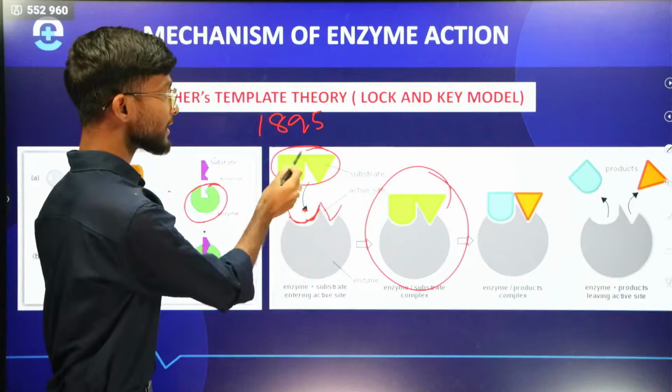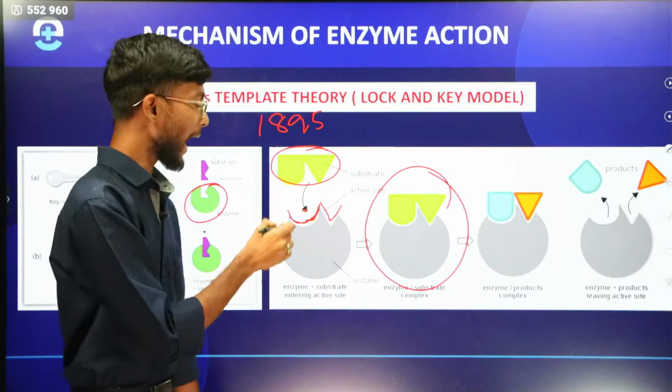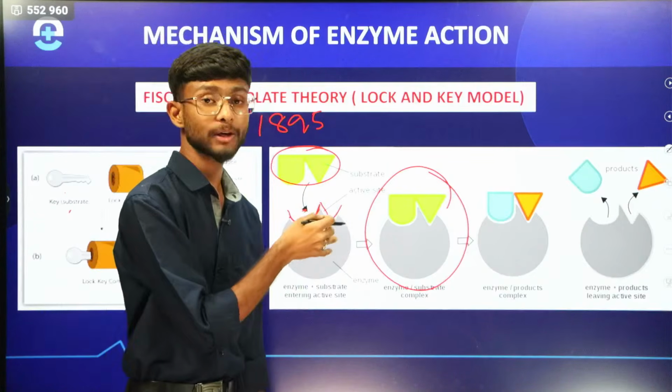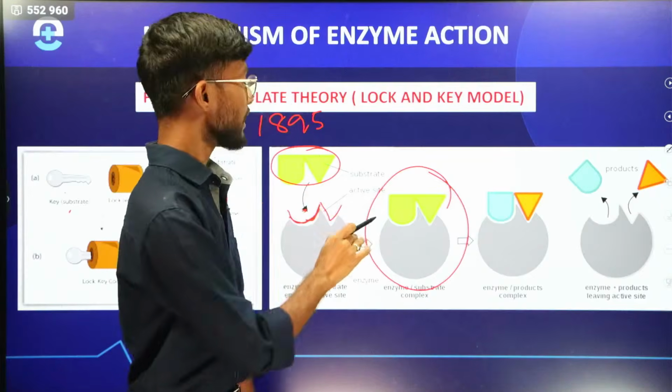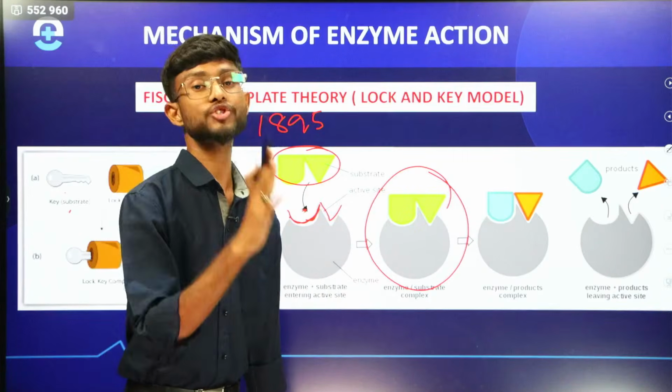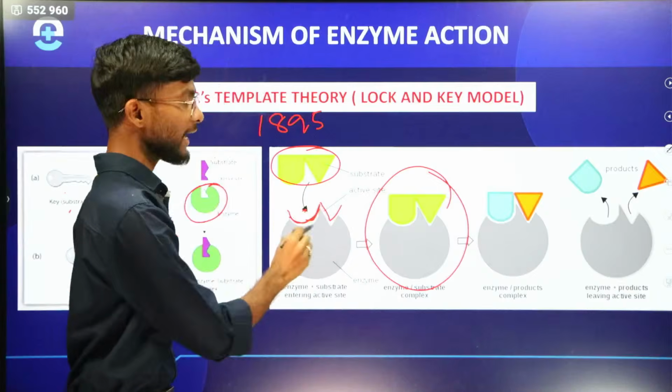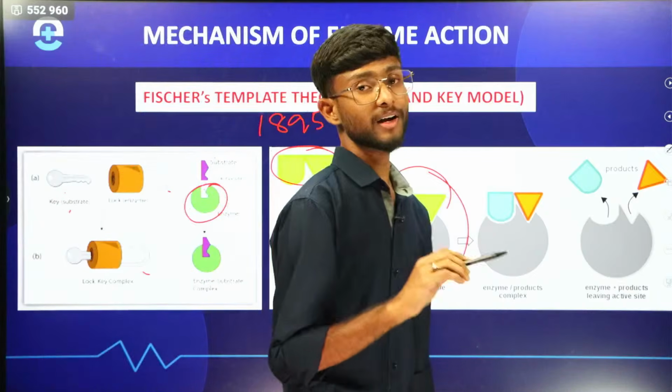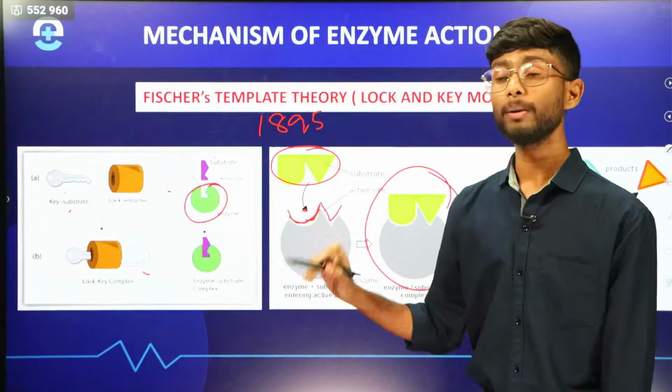If the substrate shape is altered, or if the active site shape is altered, the chemical reaction will stop there. Okay, then here you can observe that the active site will be rigid.